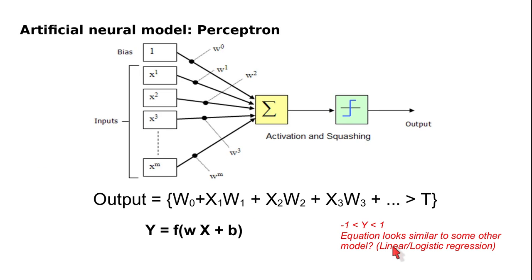Some of you who are familiar with linear and logistic regression would appreciate that this equation is very similar to that of a linear or a logistic regression function. So the perceptron of a neural network is essentially implementing linear or logistic regression.